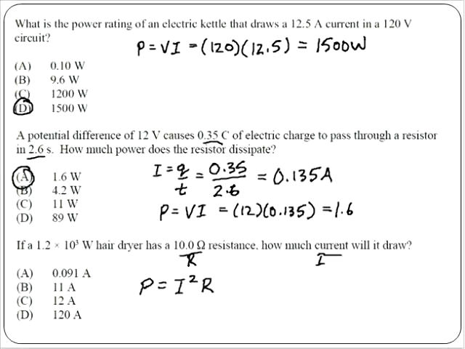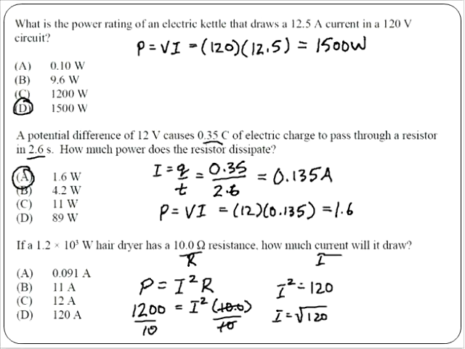So here's what I do. I know my power is 1.2 times 10 to the 3. I'm going to write that as 1200 because it's easier to write. Equals I squared times 10.0. Divide by 10, both sides. And I'm left with I squared equals 120. So I just take the square root, right? I equals the square root of 120. And the square root of 120 is approximately 11.